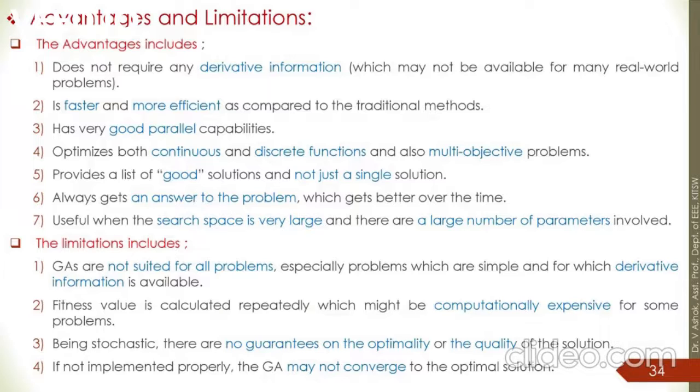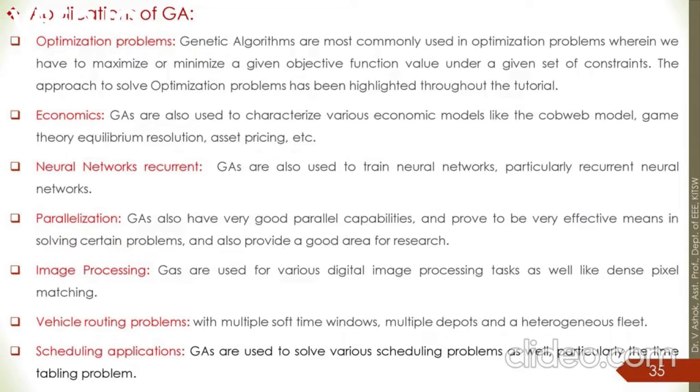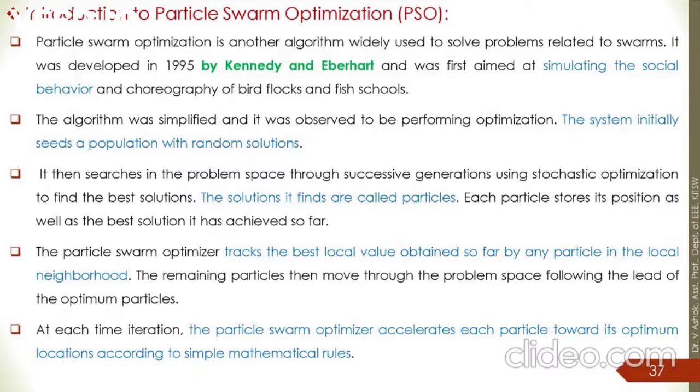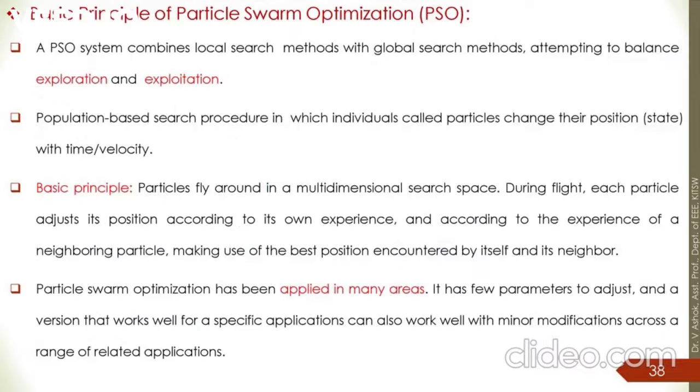Coming to the advantages: it does not require any derivative information, and it is faster. Coming to disadvantages: it is not suitable for all problems, and the fitness values are calculated repeatedly. Coming to applications of GA: optimization problems, economics, neural networks, parallelization, image processing, vehicle routing problems, scheduling applications. Coming to swarm intelligence, it is the collective behavior of swarming entities. Swarm behavior is the collective motion of a large number of self-propelled entities. It is widely used to solve problems related to swarms. The algorithm was simplified and was observed performing optimization.